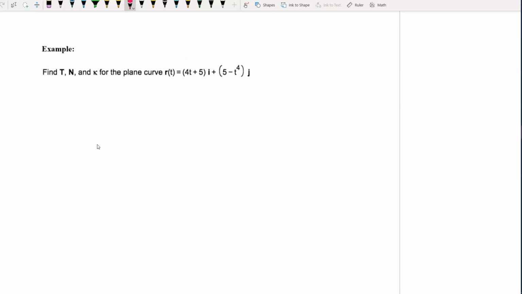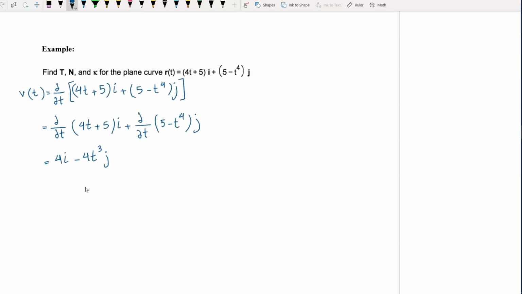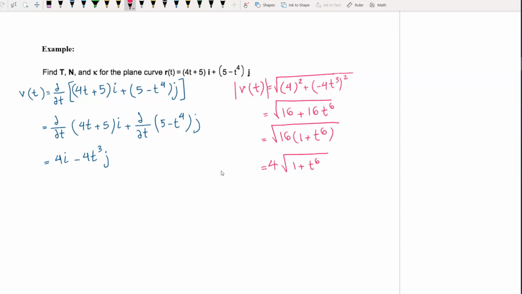Now here is an example: find T, the unit tangent vector, the principal unit normal vector N, and the curvature for the plane curve r of t equal to (4t plus 5) times i plus (5 minus t to the 4th power) times j. To find T, our first step is finding the velocity, which is equal to the first derivative of r of t with respect to t. This is the first derivative of 4t plus 5 times i plus the first derivative of 5 minus t to the 4th power times j. So this is equal to 4 times i minus 4t cubed times j.